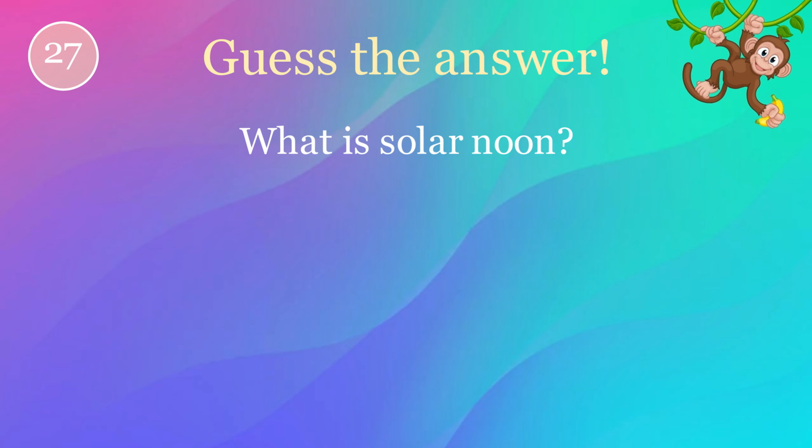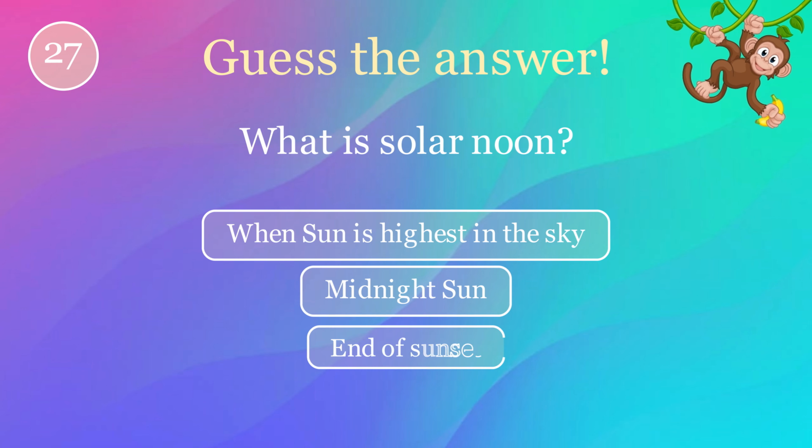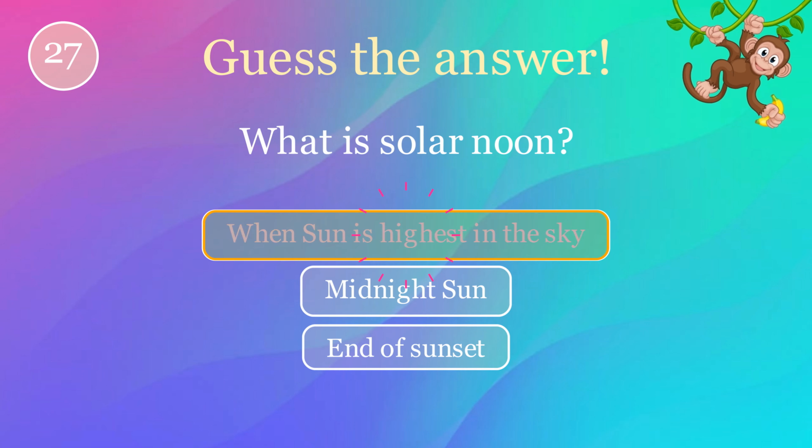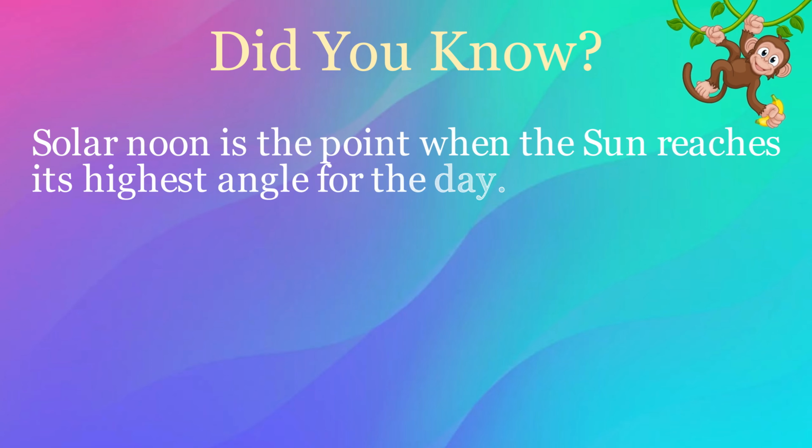What is solar noon? When Sun is highest in the sky. Midnight sun. End of sunset. The correct answer is when Sun is highest in the sky. Here's an interesting fact: solar noon is the point when the Sun reaches its highest angle for the day.